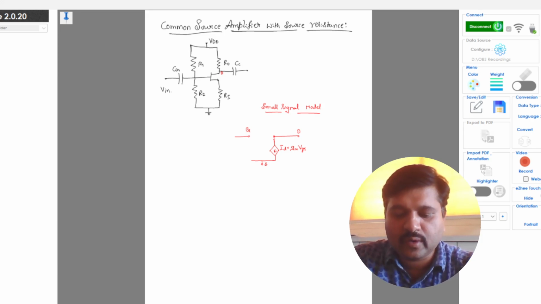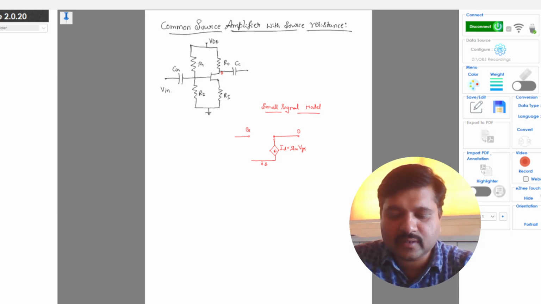Okay, and we have only two capacitances: the input capacitance and the output capacitance, and there is no bypass capacitance for this circuit. Since there is no bypass capacitance across the resistance Rs, this is called the common source amplifier with source resistance, right?